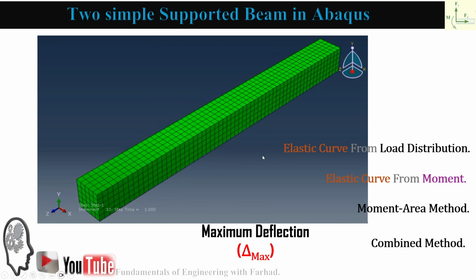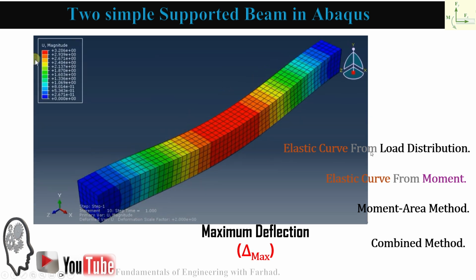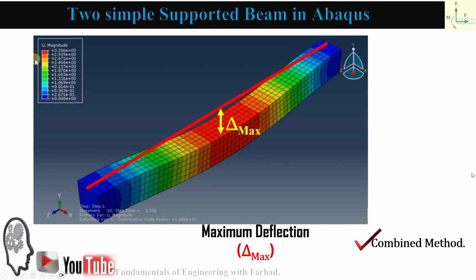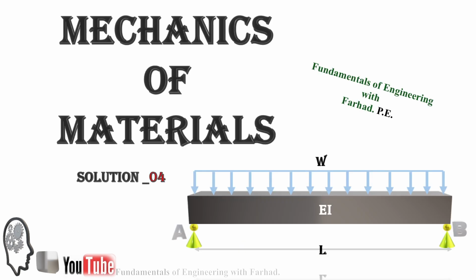We have solved this example with the help of load distribution, moment equation, and the moment area method, and this time we want to solve it with the combined method to get the delta maximum for a two simple support beam. So, Mechanics of Materials, solution 4.